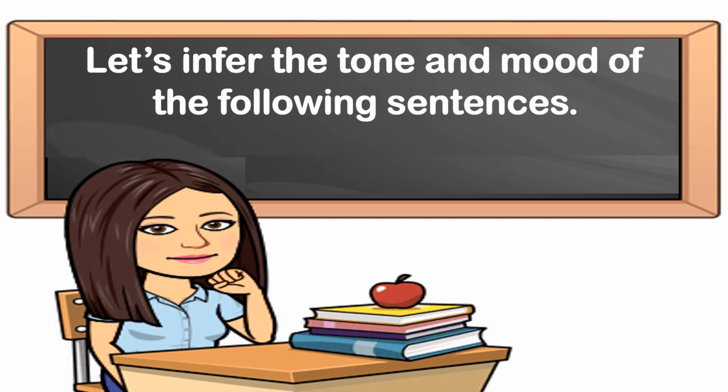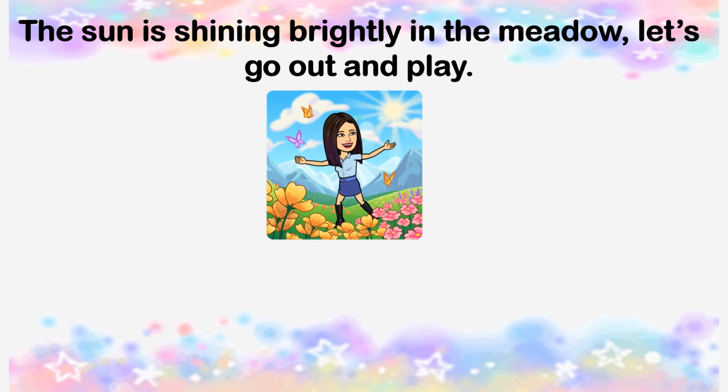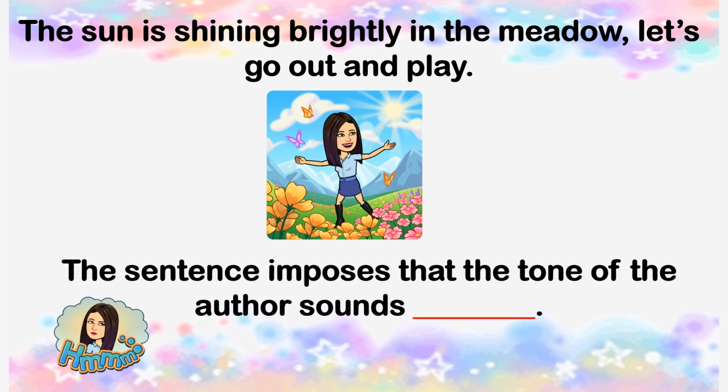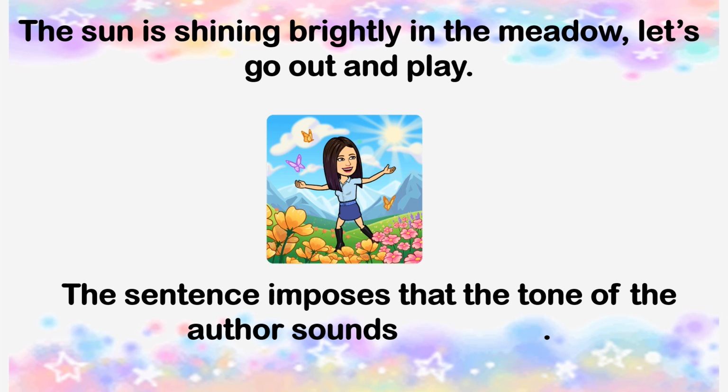Let's infer the tone and mood of the following sentences. To actively participate in this activity, you may comment your answer on the comment section below. The sun is shining brightly in the meadow. Let's go out and play. The sentence imposes that the tone of the author sounds playful.